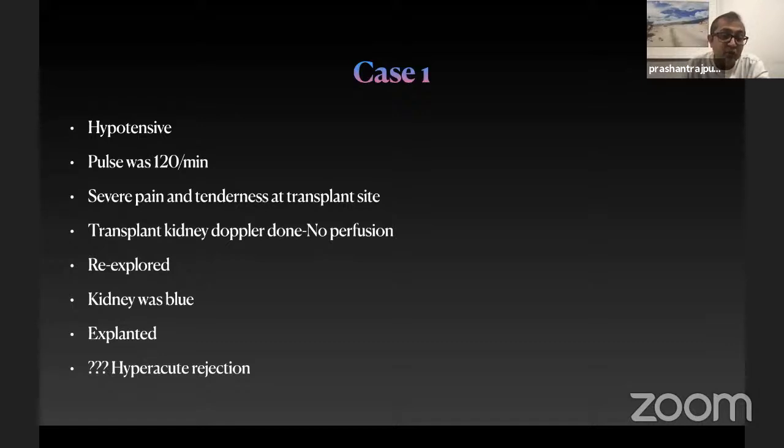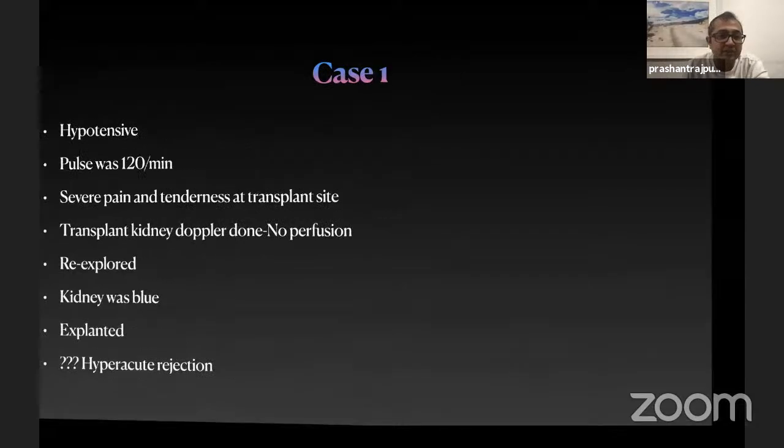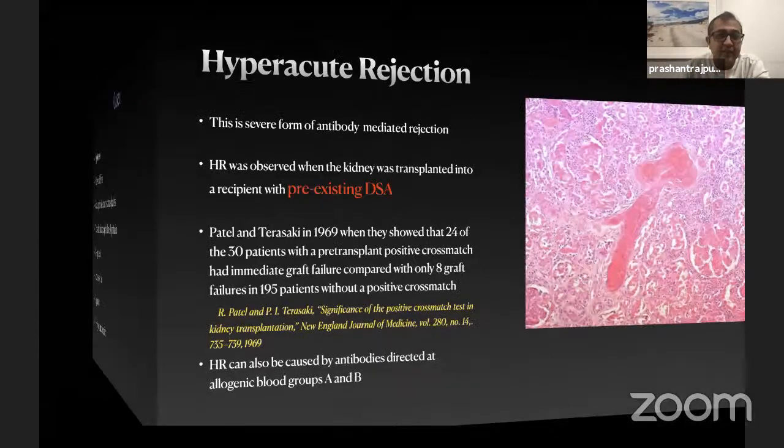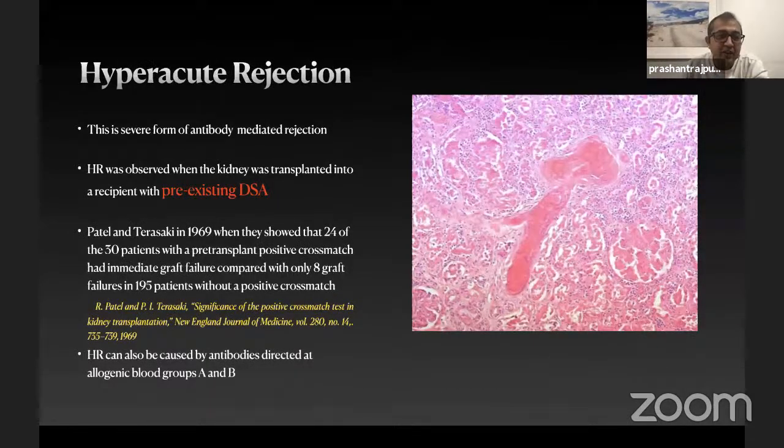This kidney was blue. Eventually, it was explanted, and possibly this was a hyperacute rejection. When we look at the time frame of rejection, if you develop a rejection within the initial 24 hours, it is nothing other than a hyperacute rejection, and this is a severe form of antibody-mediated rejection.